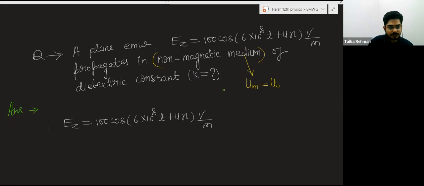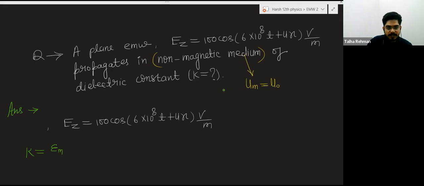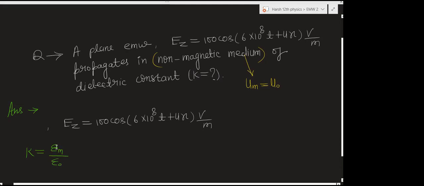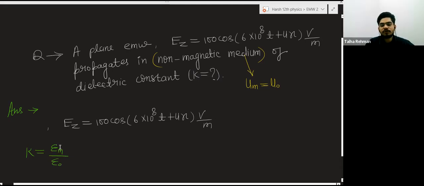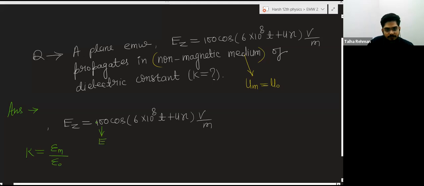So what is dielectric constant? Dielectric constant is equal to epsilon m by epsilon naught, means the permittivity of the medium in which the wave is traveling, and permittivity of the free space. Now just identify this equation. Basically, this value is E naught. E is equal to E naught cos omega t.